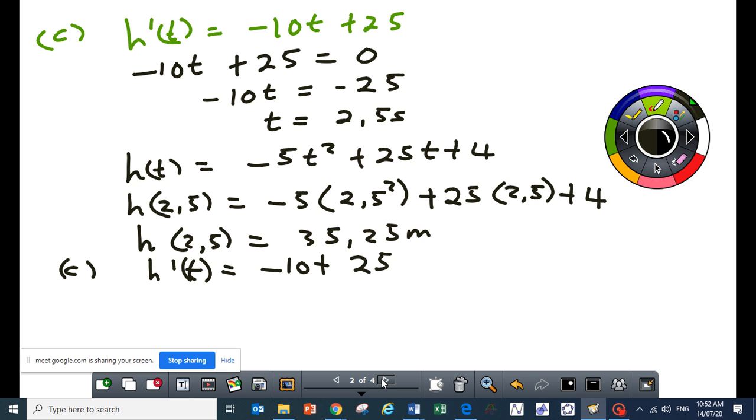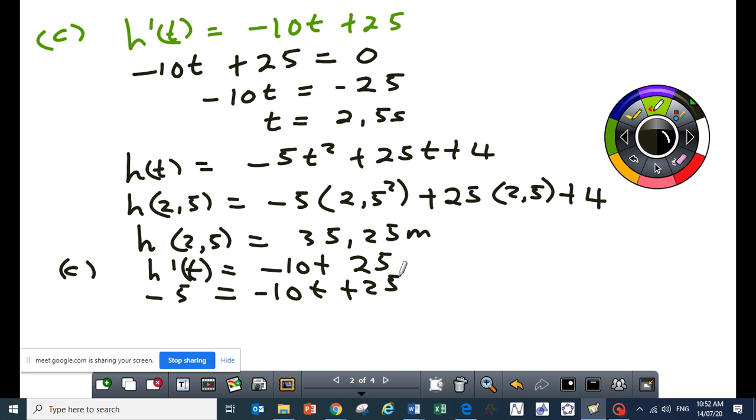Which means for this function, we have to substitute a value of velocity which is negative, because the object is now going down. Initially when it was going up, the velocity was positive. Now it's going down, so it's going to be negative. So we substitute minus 5, because the question says the time taken to reach a downwards velocity of 5 meters per second. So that should be minus 5 equals minus 10t plus 25.